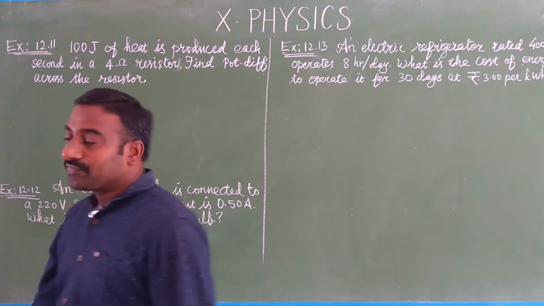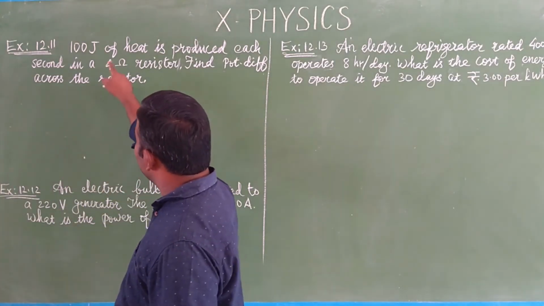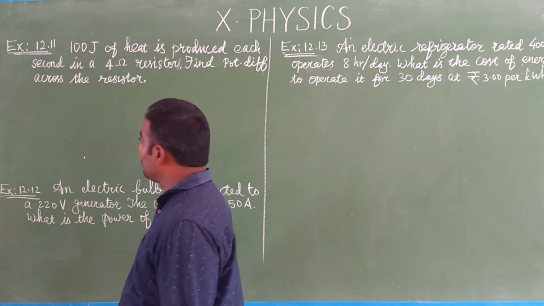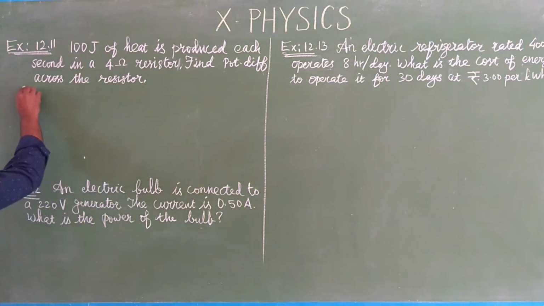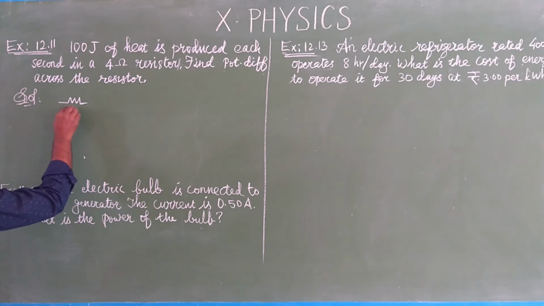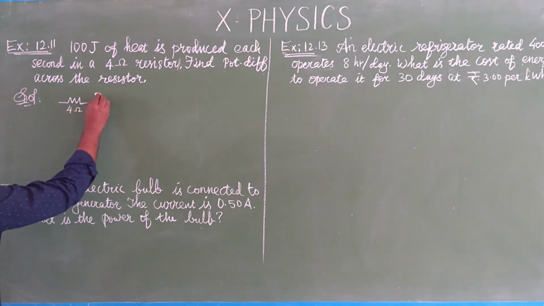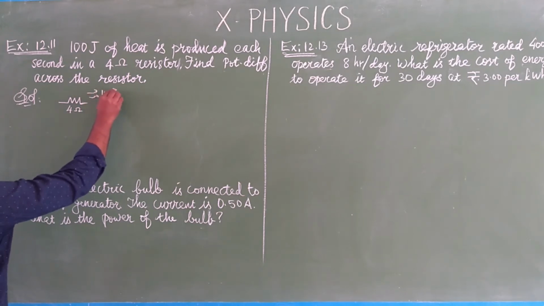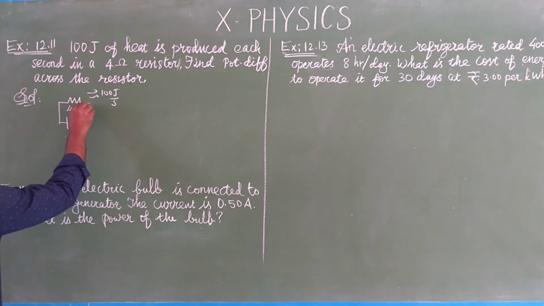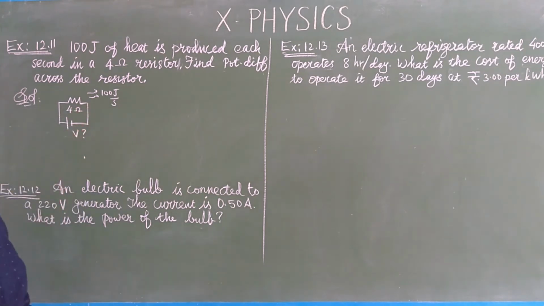Question number 11. Look at the question. 100 joule of heat is produced each second in a 4 ohm resistor. So this is a 4 ohm resistor. In each second, how much energy is liberated? 100 joule of energy is liberated in each second. Find the potential across the resistor. So we need to calculate how much the potential across the resistor is.